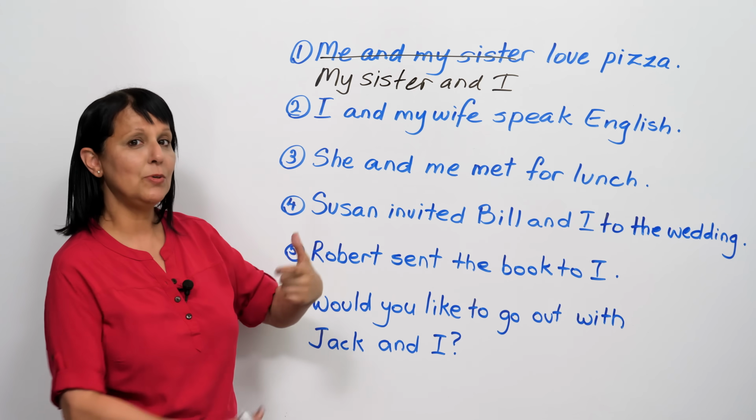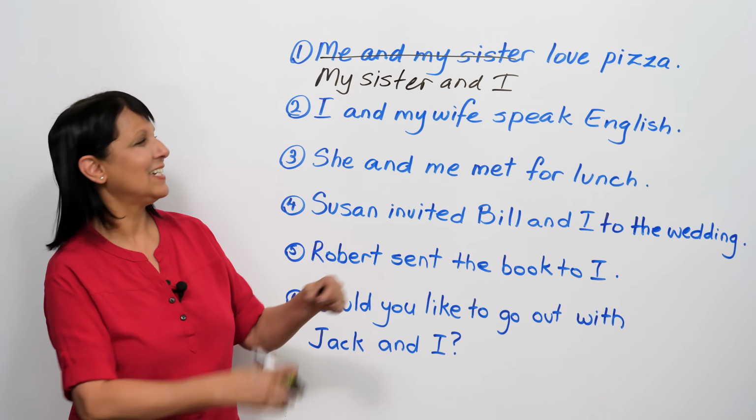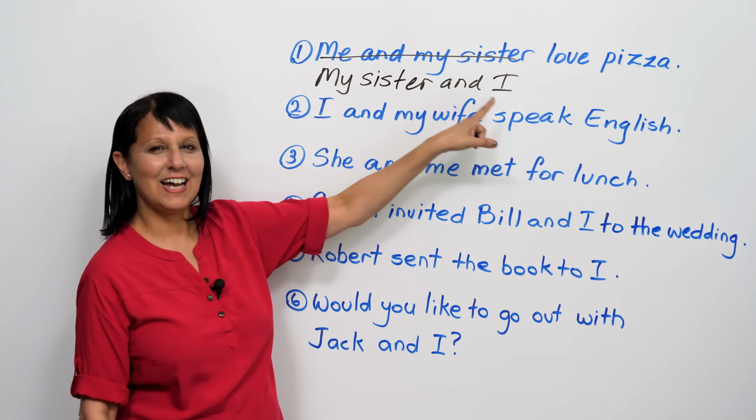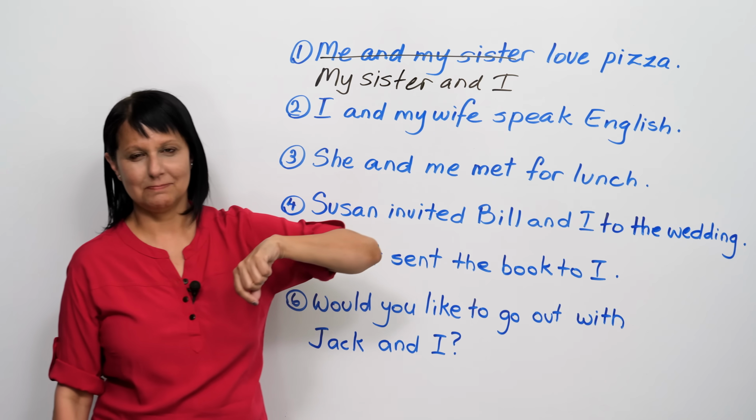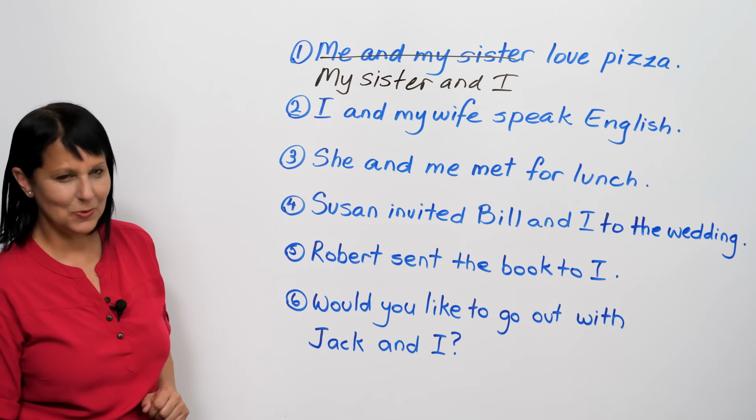And then secondly, we want the correct word order. So we want to put my sister first. My sister and I love pizza. Okay? Good. I hope you got that one. Let's look at number 2.